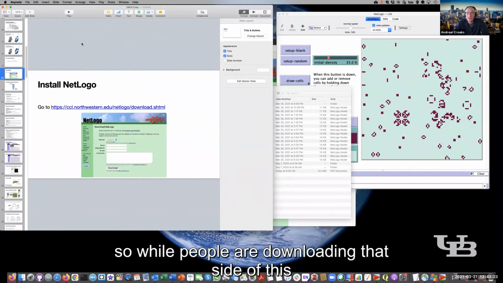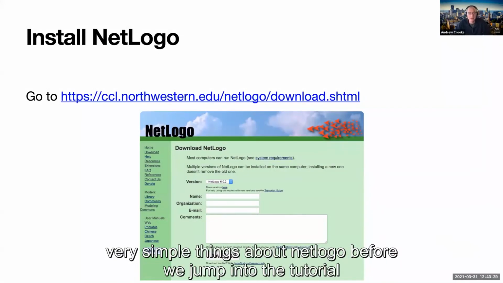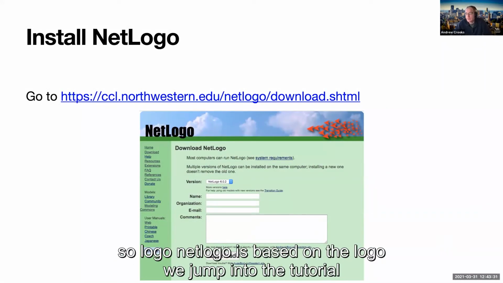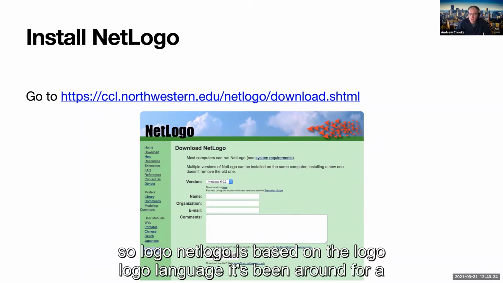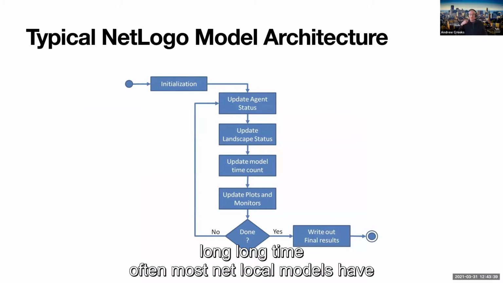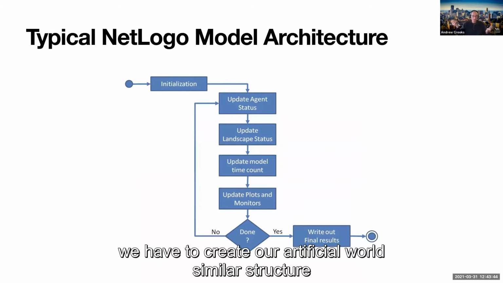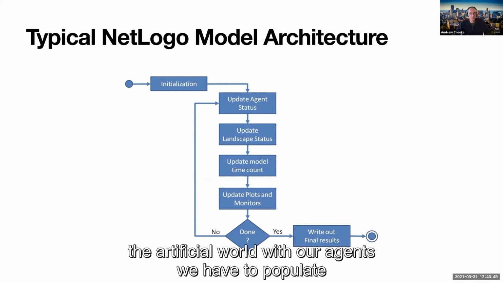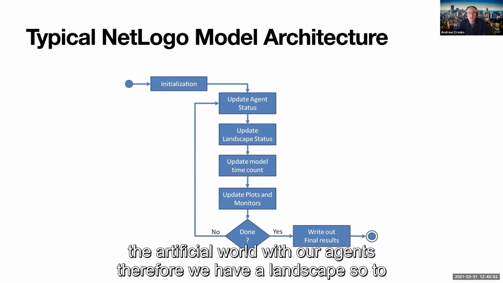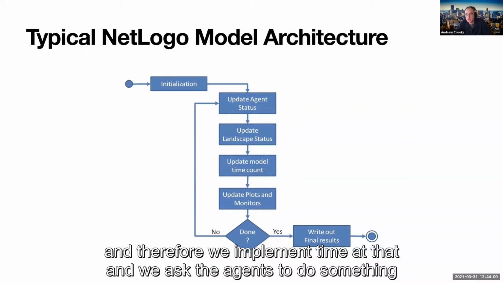While people are downloading NetLogo, just let me explain some very simple things about NetLogo before we jump into the tutorial. So NetLogo is based on the Logo language. It's been around for a long time. Nearly all agent-based models have a very similar structure. We have to create our artificial world. We have to populate the artificial world with our agents. Therefore, we have a landscape, so to speak, in there. We ask the agents to do something, and therefore we increment time at that point.